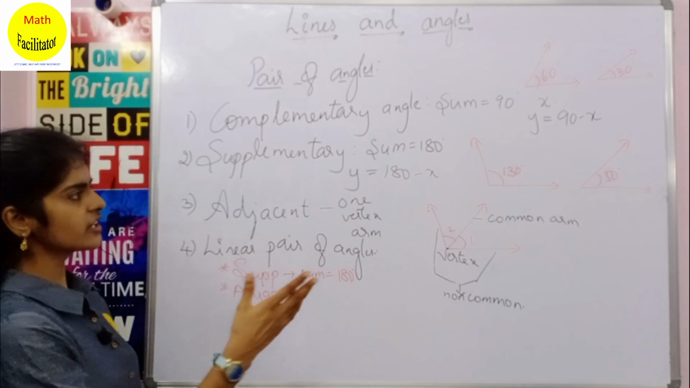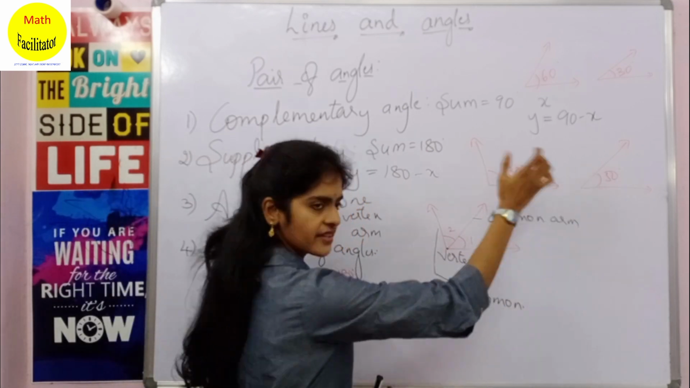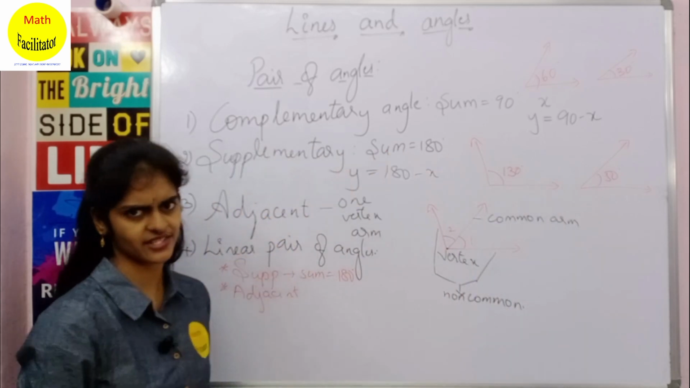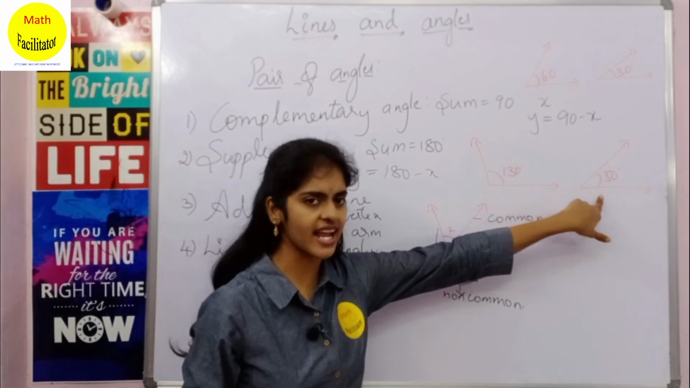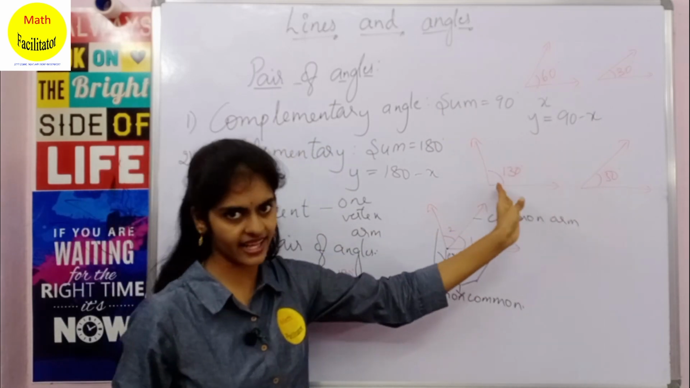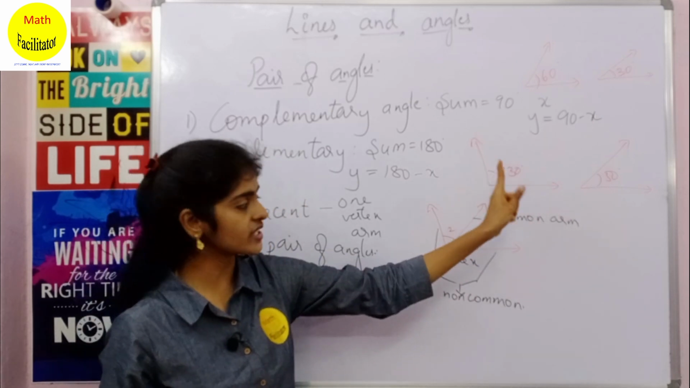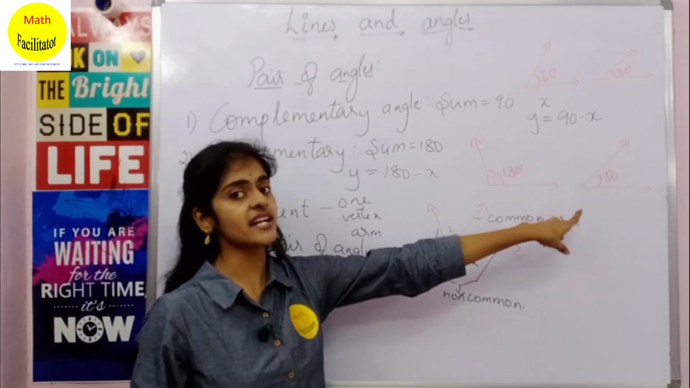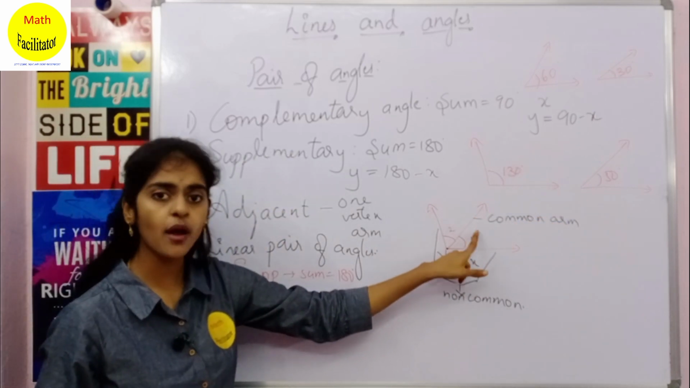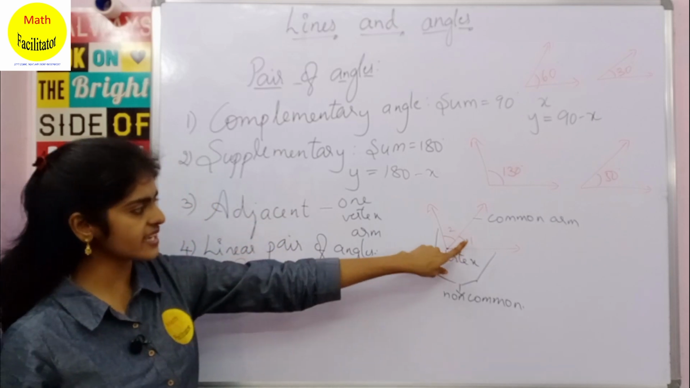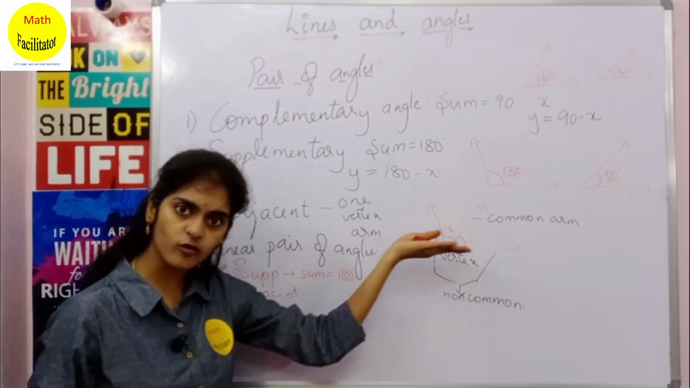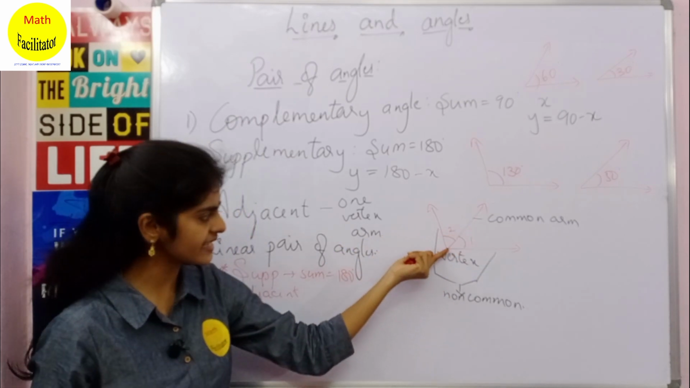Clear? Now here you can see these two angles are supplementary, as we have discussed, but they are not adjacent angles, because they do not have a common vertex. They are different and there is no common arm. So these are supplementary but not adjacent. Now these are adjacent angles, but they are not supplementary, because angle 1 plus angle 2 is not 180. 180 is a straight angle, and here you cannot see a straight angle.